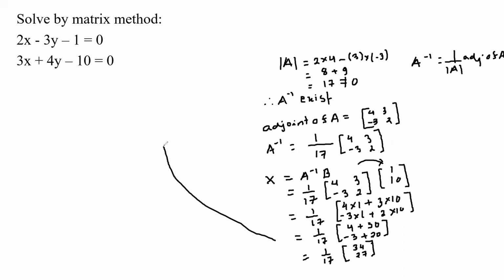Now look at what we can do here. This is equal to 1 by 17 times 34 and 27. You all know that we can multiply this matrix by the scalar 1 by 17. If we multiply, it means we are dividing by 17. So what will we get if we divide each component by 17? We'll be getting 2.